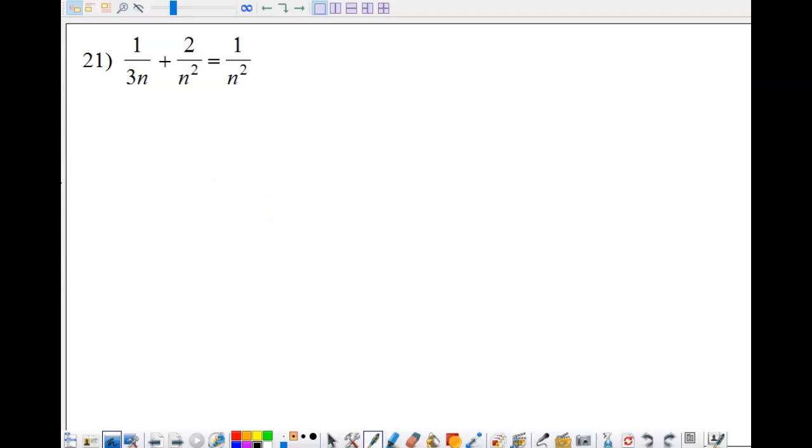When you're solving equations, we want to get rid of the denominators. So let's do that. What we're going to do is multiply the numerators by each one of these denominators here. So let's go ahead and start off by multiplying everything by n squared.